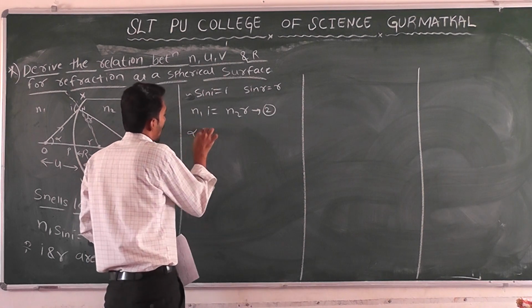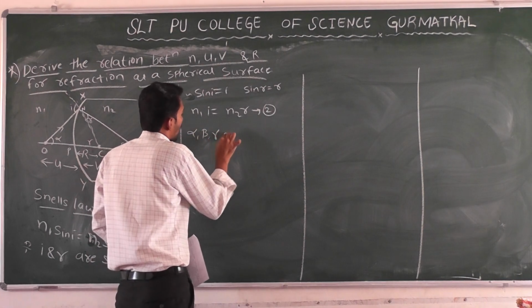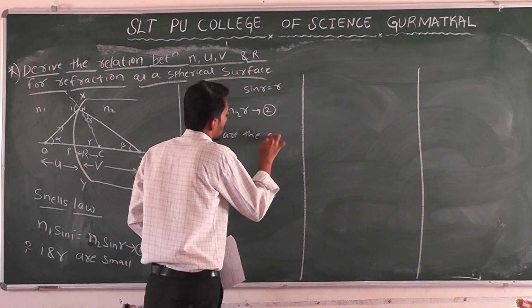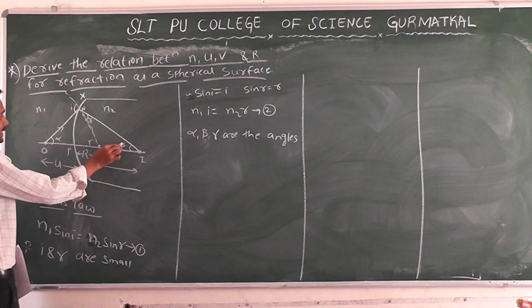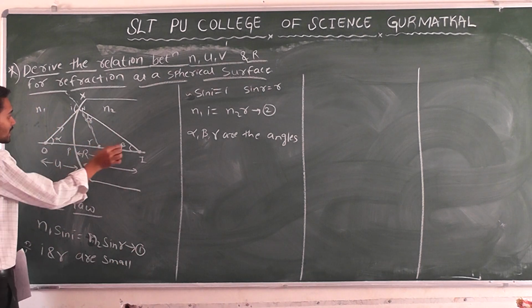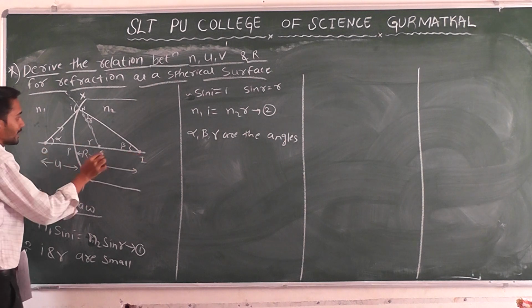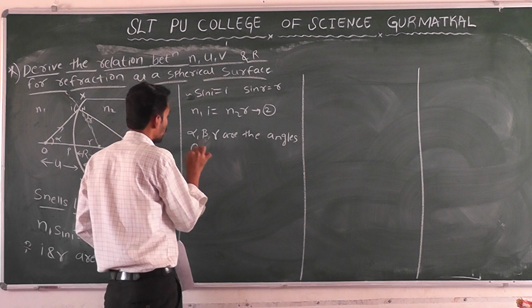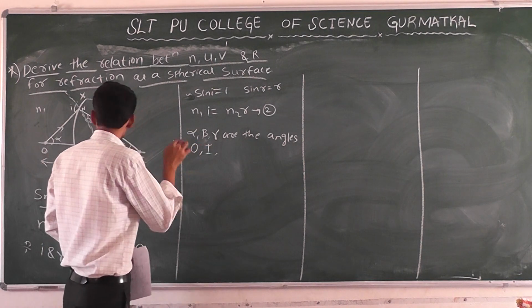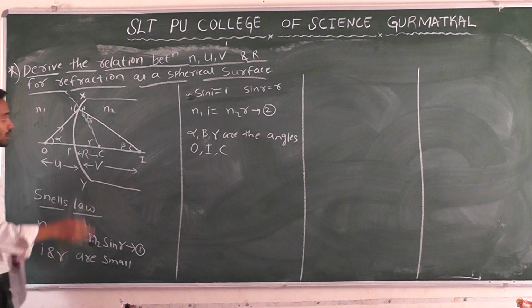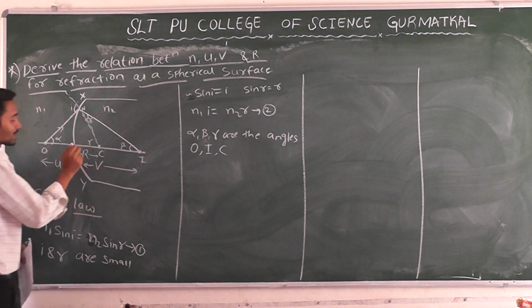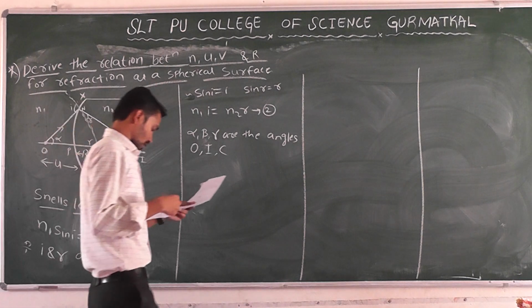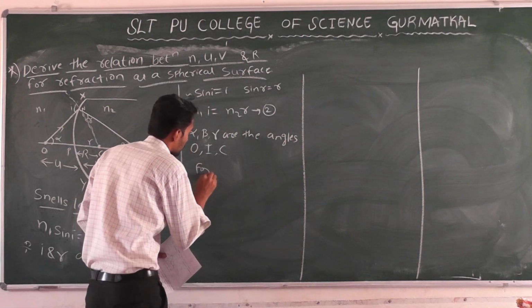Next, alpha, beta, gamma are the angles of triangle OIC. Alpha is the angle at O, beta is the angle at I, gamma is the angle at C. Next, for the triangle.